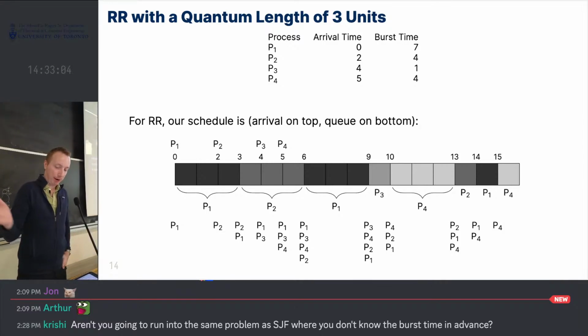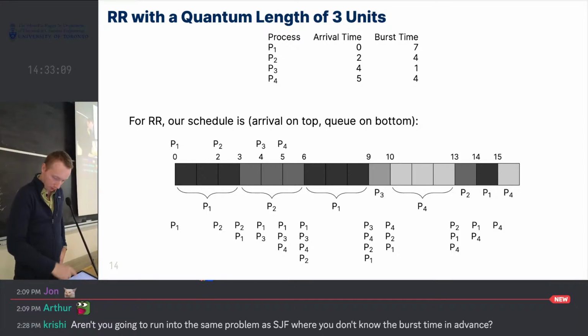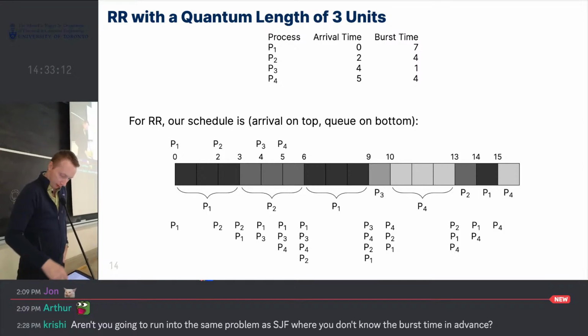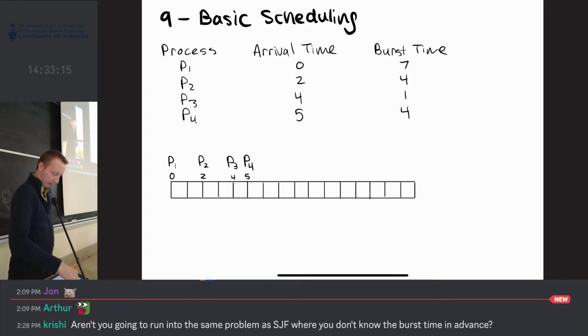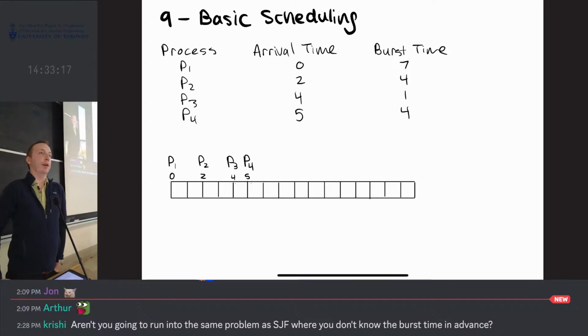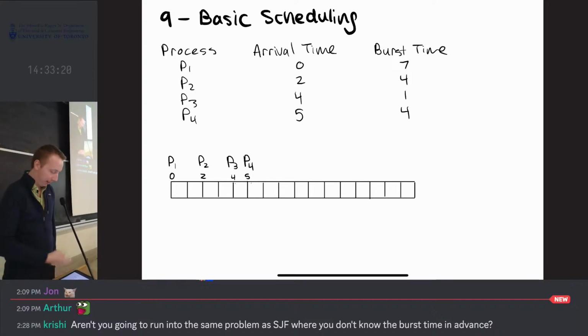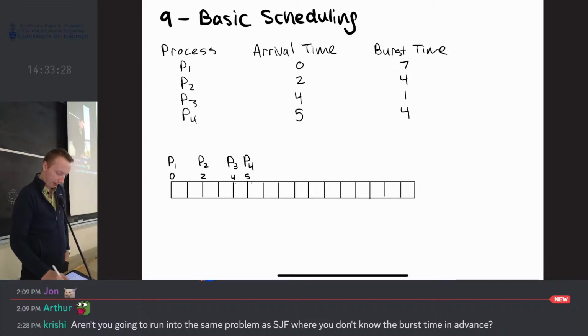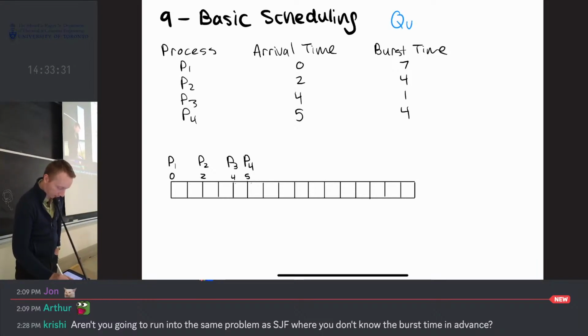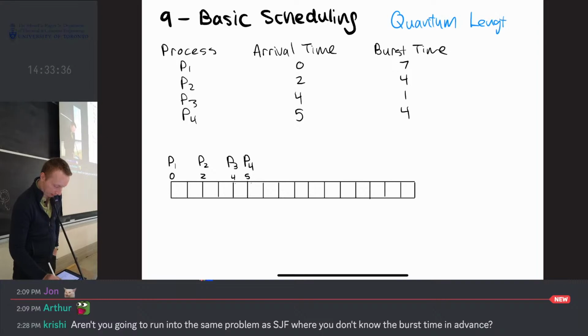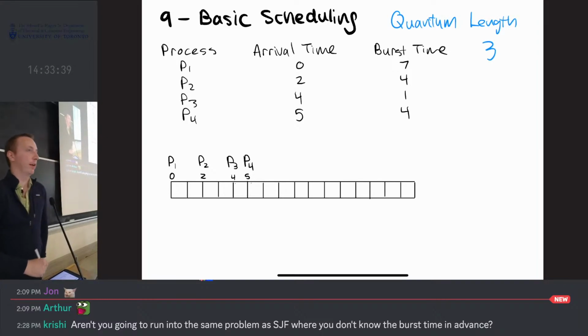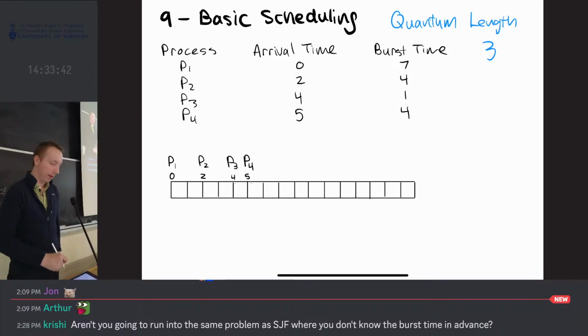So again, same processes, and I will go ahead and work through an example with you. Here's what you would probably start with on an exam. You get the processes with their arrival time at the top and the burst time. And for round robin, you're typically given a quantum length. Quantum length, let's start off with 3. So our time slices are 3 time units long.